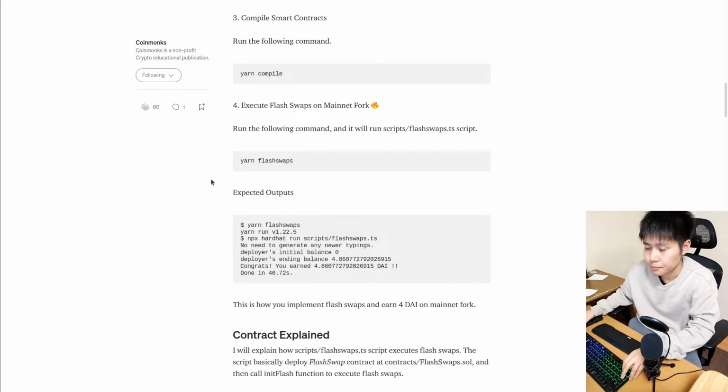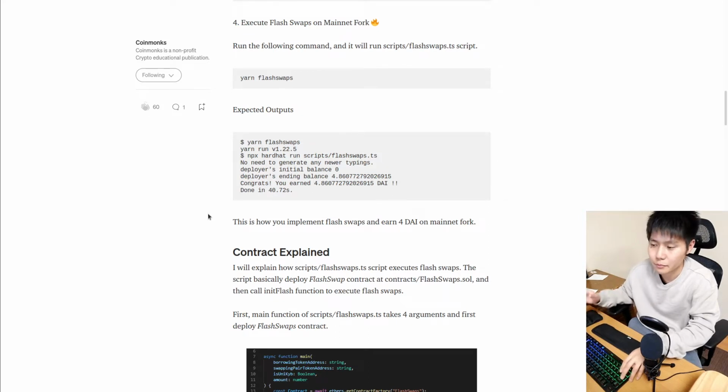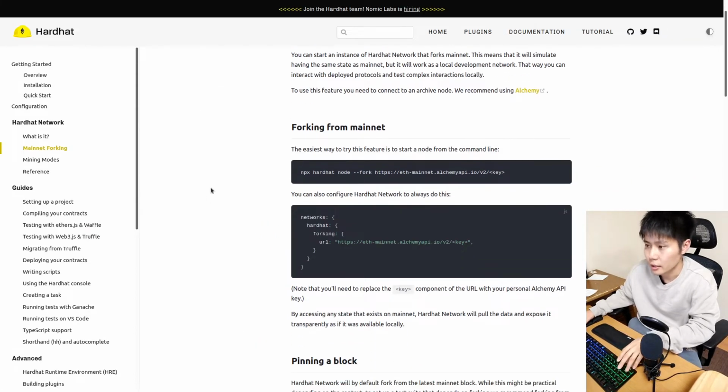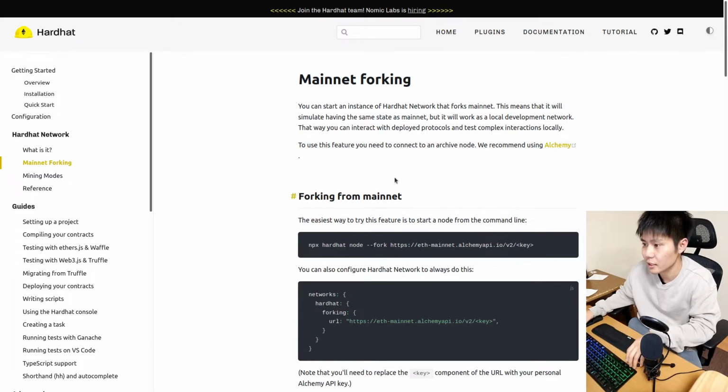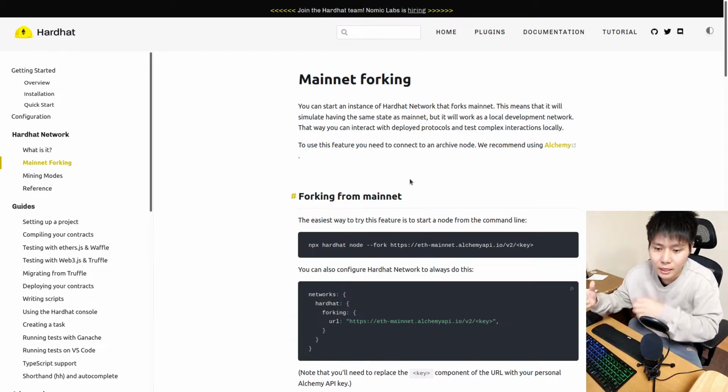Okay, so what is this? What is a mainnet fork? Hardhat has this mainnet fork thing, and I think Truffle also has this functionality. It basically lets your network have the same state as the mainnet, so you can deploy the contract and interact with it. Because it has the same state as the mainnet, you can do more advanced or more complex things on your local network.